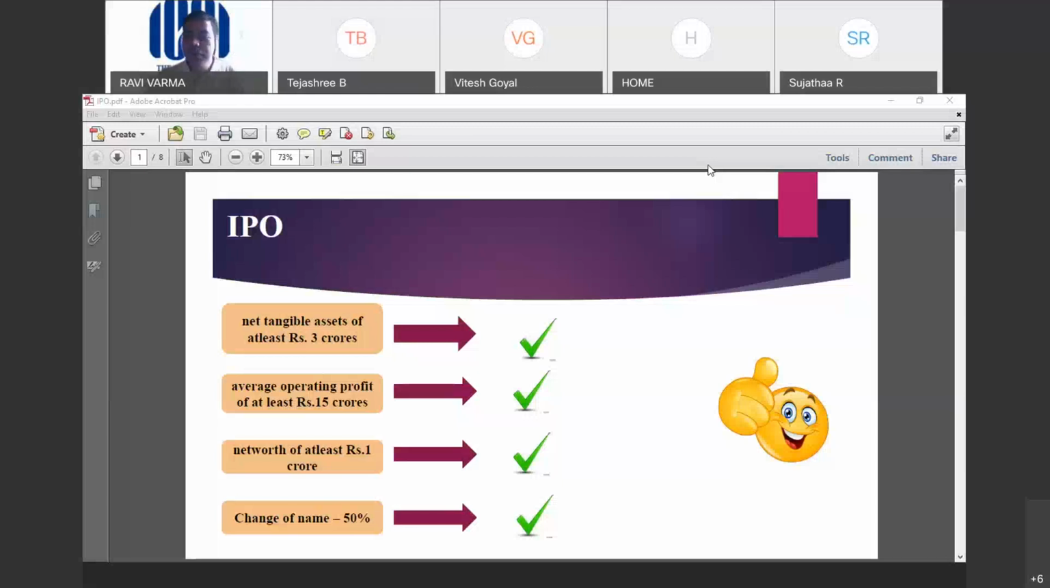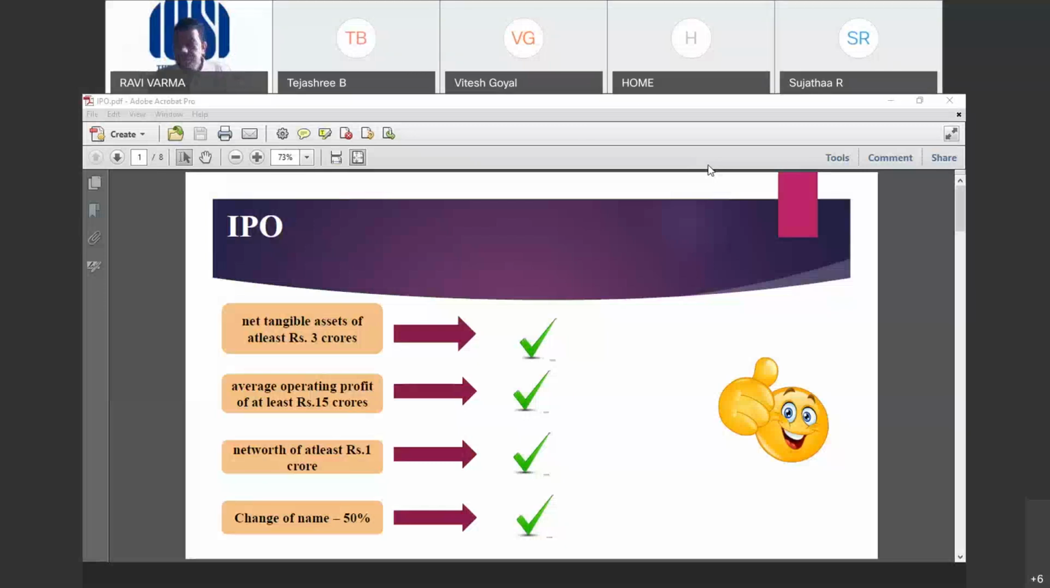What is this book building? Book building is a process where you do not decide the price. You leave it to the shareholders to decide the price of your scrip. If you are coming through book building, then there is an exception. There is an exception that it should be through book building.